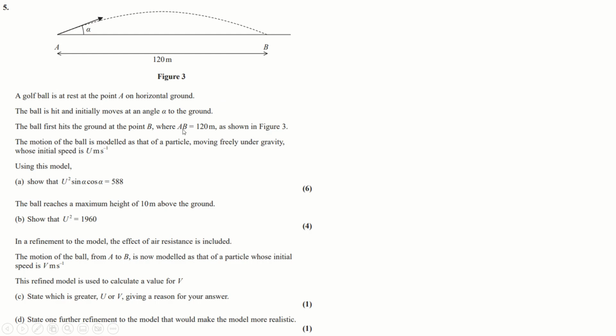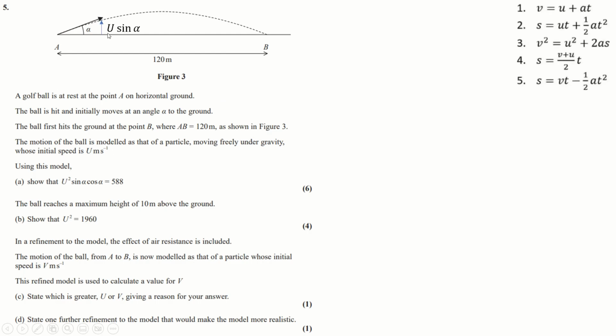Question 5 is obviously the SUVAT question. We may as well get the things out straight away. We'll set up SUVAT going across and down. So upwards, if this is u here, this is u sine theta, of course, opposite the angle. This is u cos theta. So setting up SUVAT going across and upwards.